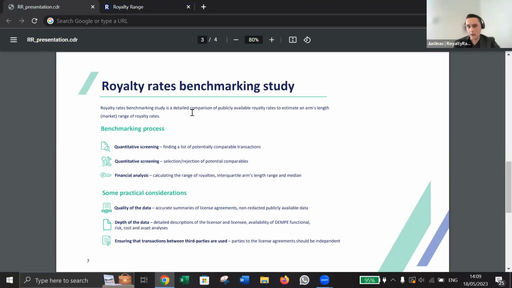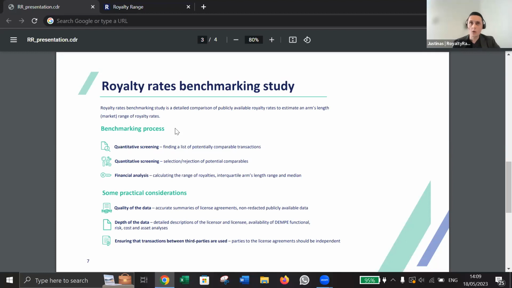And in the end, after the qualitative screening, we proceed with the financial analysis, which is effectively statistical analysis, where we calculate the full range of royalties, the interquartile arm's length range of royalties, as well as the median. And of course, intellectual property benchmarking is, let's call it, a quite time-intensive procedure. We need to spend quite a lot of time reviewing the data, and naturally there are a couple of things that could make our life a bit easier.